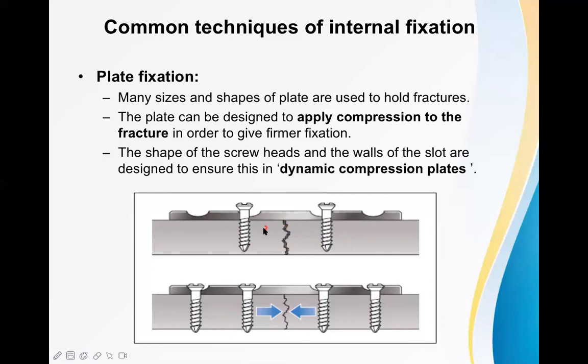Okay. If this type of plate gives compression to the fracture site, we call it dynamic compression plate. You see this, I can still see a big gap here, but I cannot see that big gap in this picture because it is getting compression from either end. So this is called dynamic compression plate. So these are the different examples of plate fixation. This is a very good way of treatment of the fracture.